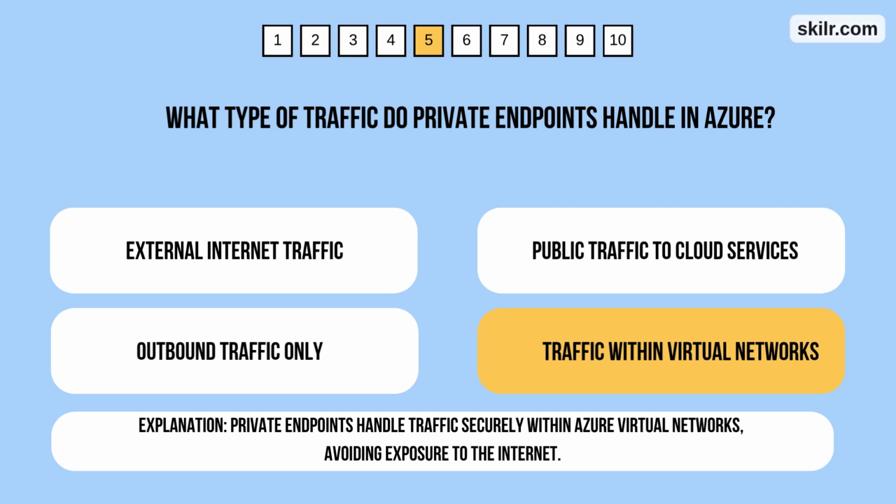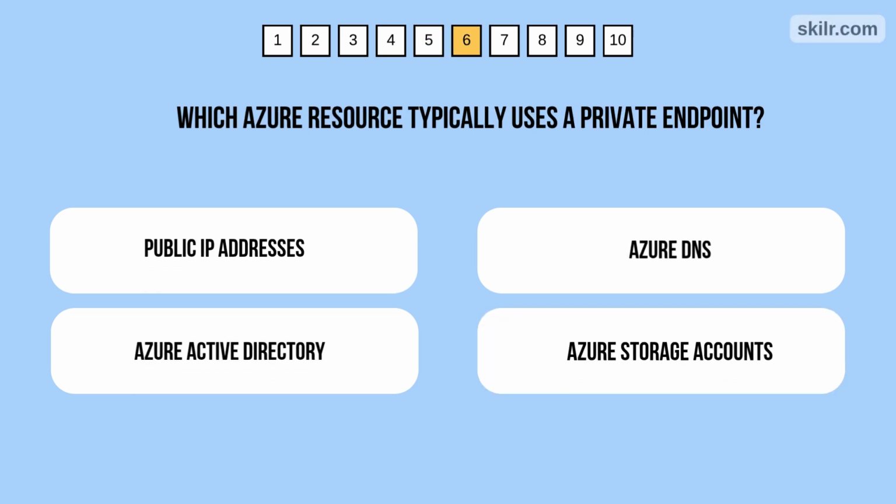The answer is, traffic within virtual networks, as private endpoints handle traffic securely within Azure virtual networks, avoiding exposure to the internet. Question 6. Which Azure resource typically uses a private endpoint?